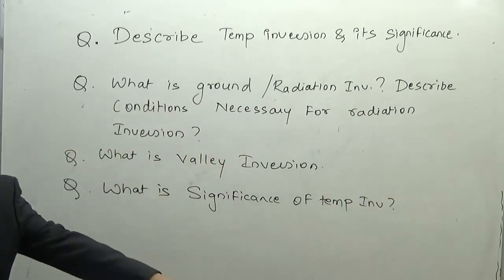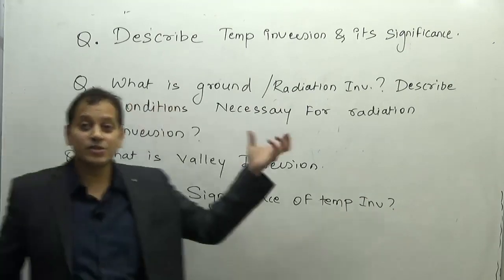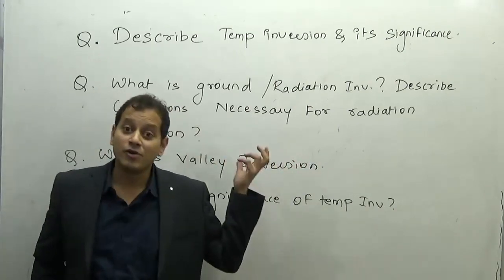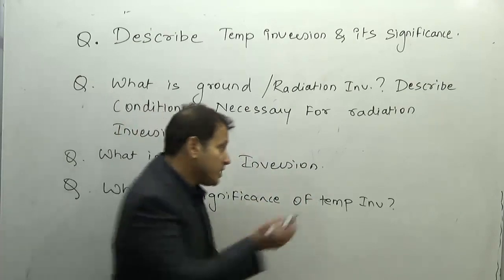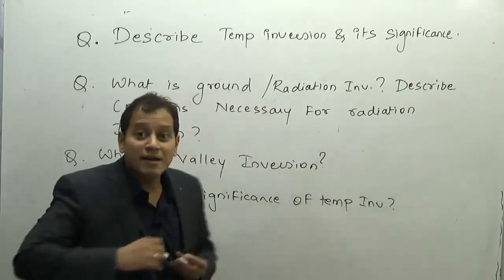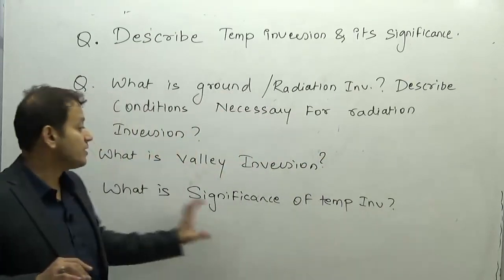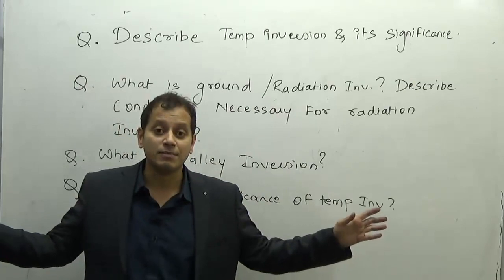Now you know what is a ground inversion. Do its conditions also, what are necessary for ground inversion, because they can be important for the preliminary examination. What is valley inversion? The same question can be, why valley floors are avoided for human settlement. Then what is the significance of temperature inversion? We have done the significance of temperature inversion.